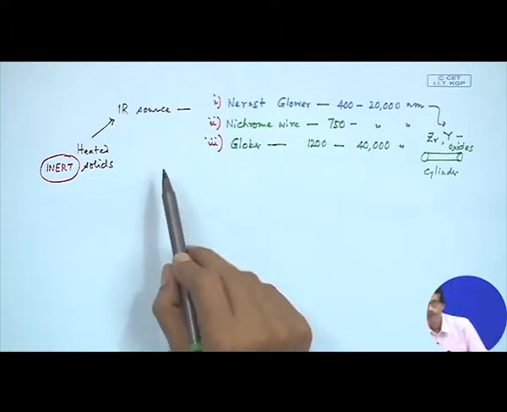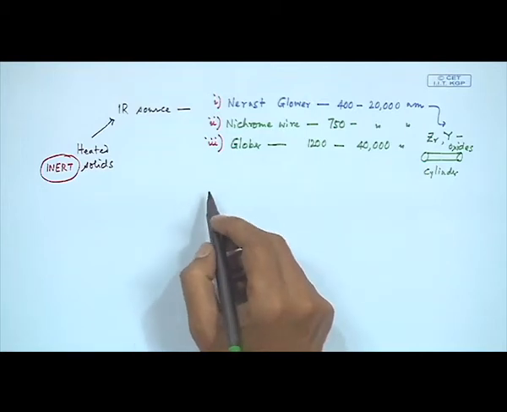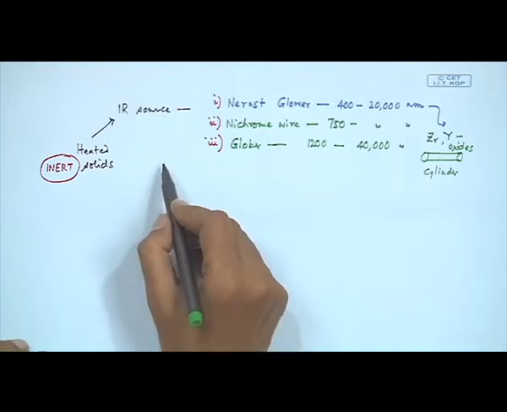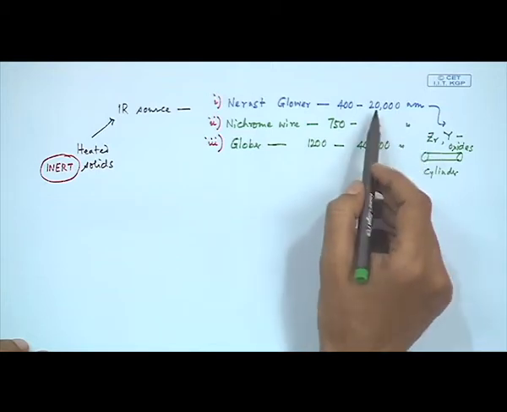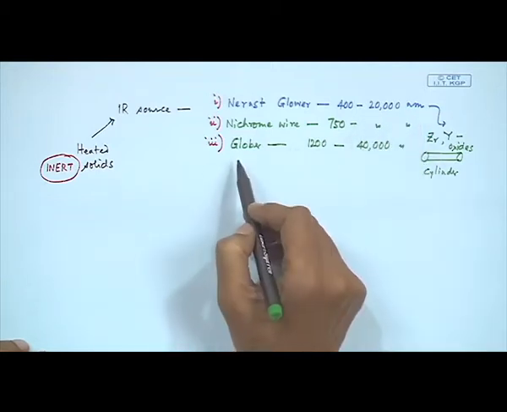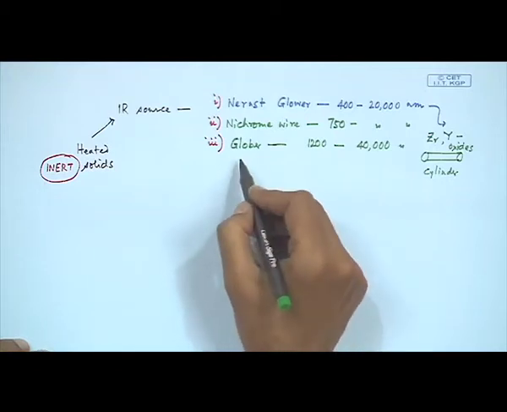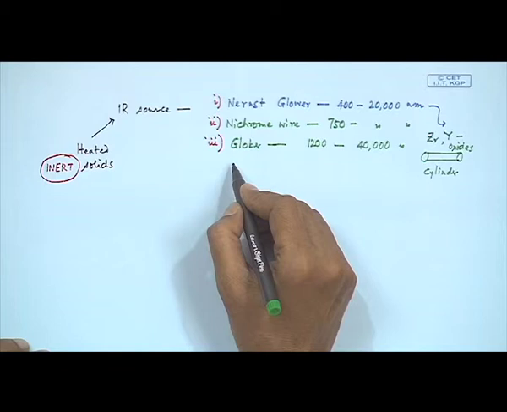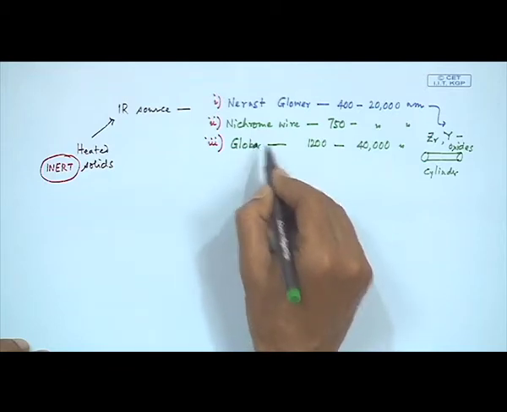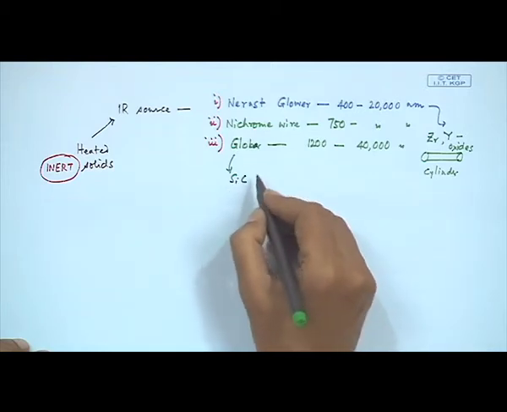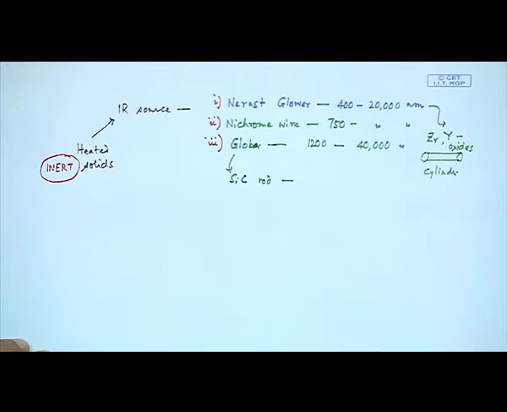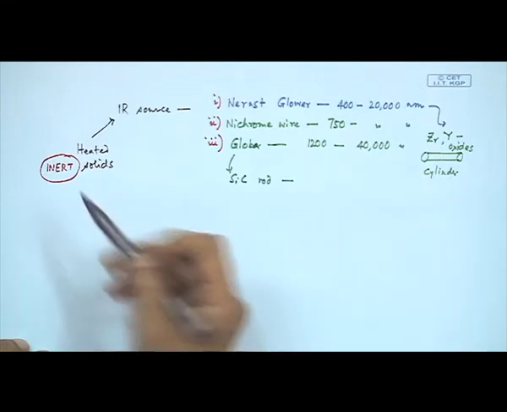Like that of our UV visible spectroscopy, we have seen that we can use tungsten for the visible range and the H2 and D2 lamp, that means the deuterium lamp, for the UV range. Similarly, if we want to go beyond this particular 20,000 nanometer range, we have to use the globar source. This particular glow bar source is nothing but a silicon carbide rod.